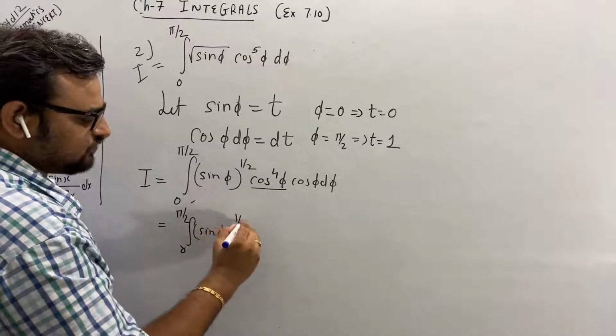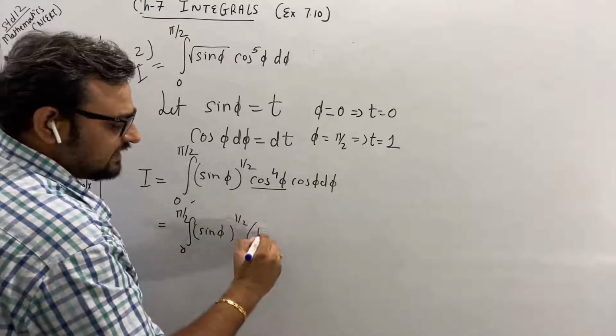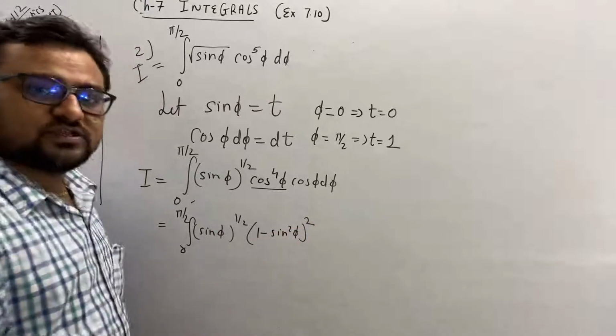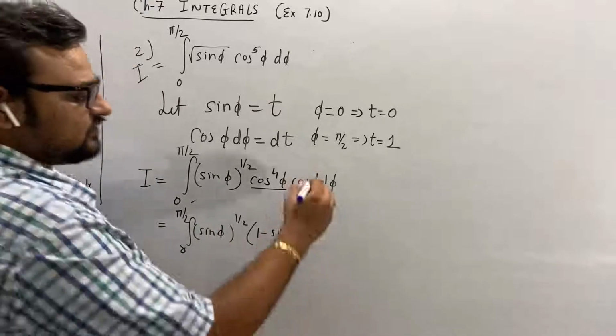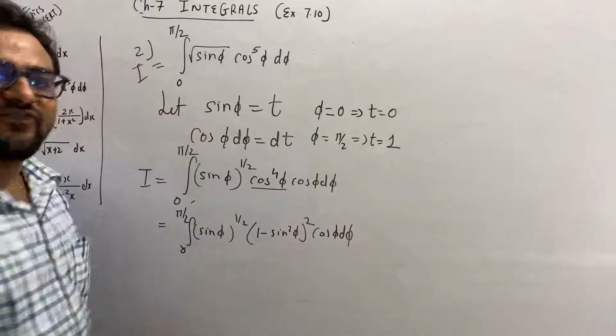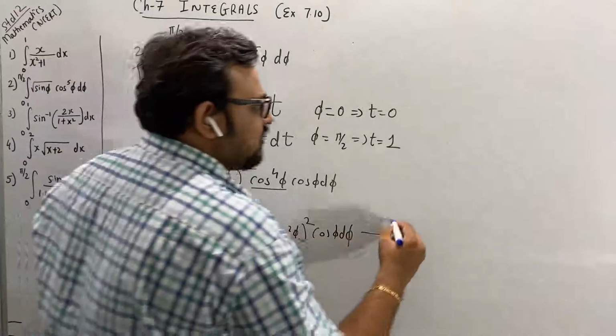Sin phi raised to 1 by 2. This I can write down as (1 minus sine square phi) whole square. Clear? And this cos phi d phi. Okay, now I will replace it.